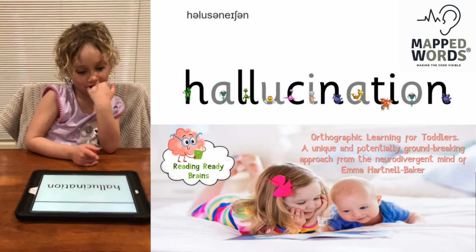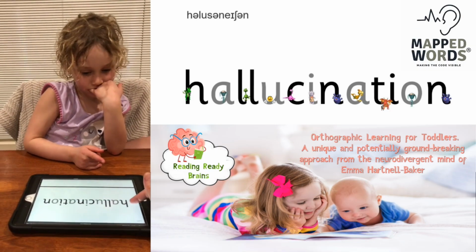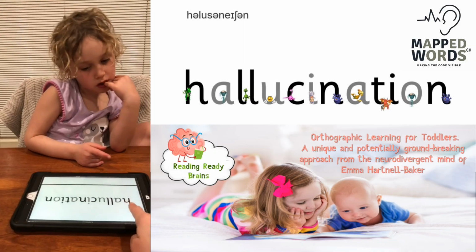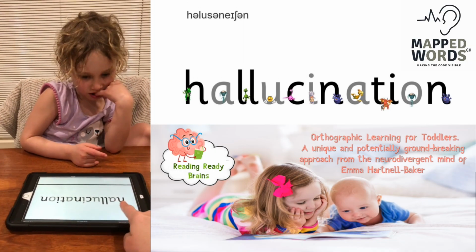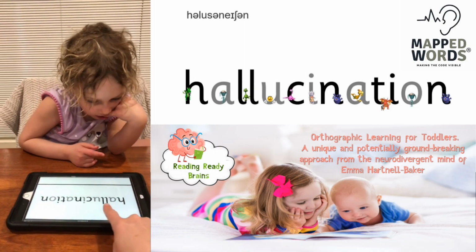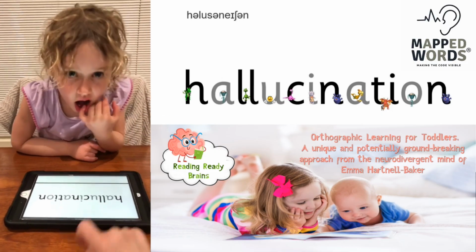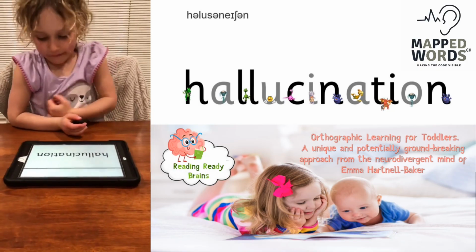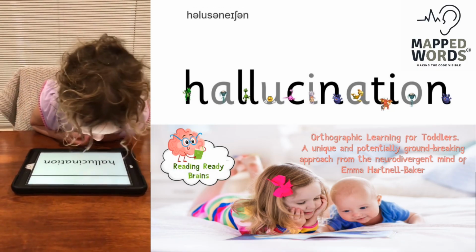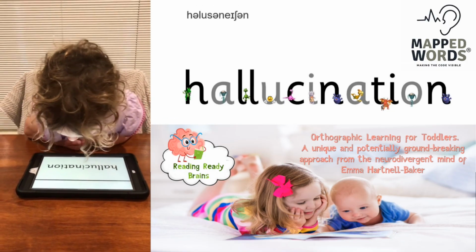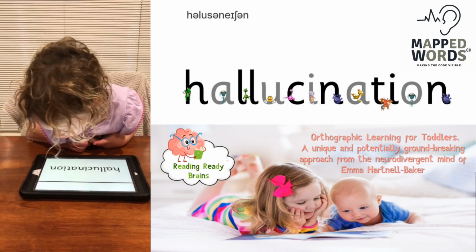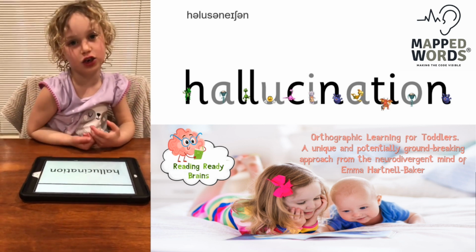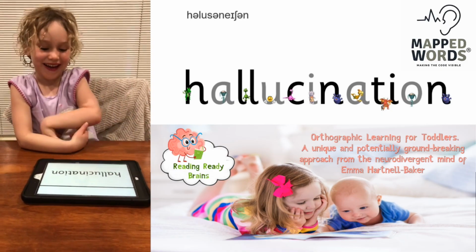Not capitals. This one was code mapped with the different colours for the different sounds. H is one colour, the next sound is the next colour, O is one colour. Okay, now this one is just a normal way of writing a word. What does it say? Hallucination. Wow, good reading. Mix up with the E.